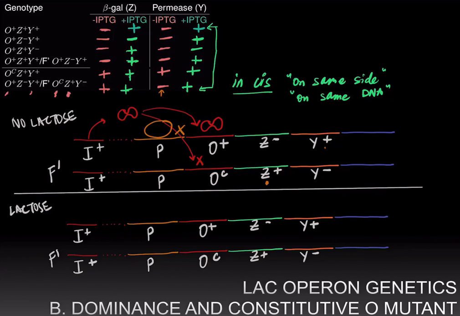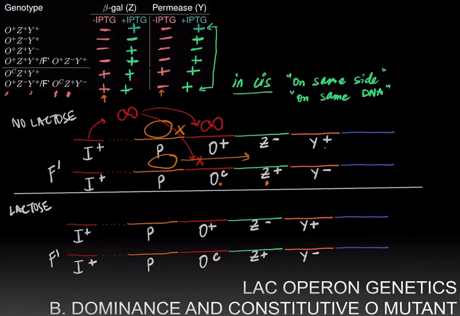The Z plus allele, however, lies on the same piece of DNA on the F prime plasmid, and here, since we have an OC mutant, the repressor is not able to bind and polymerase can elongate, and we will get expression of functional beta gal in the absence of IPTG or lactose.